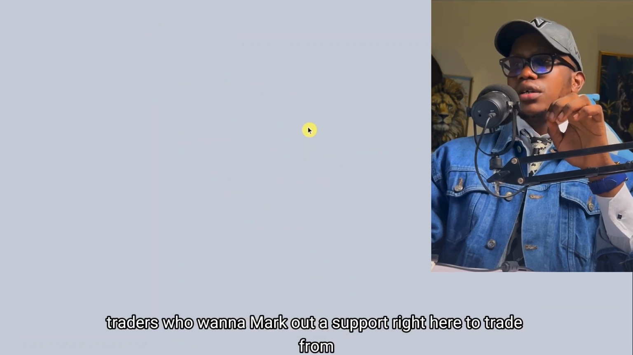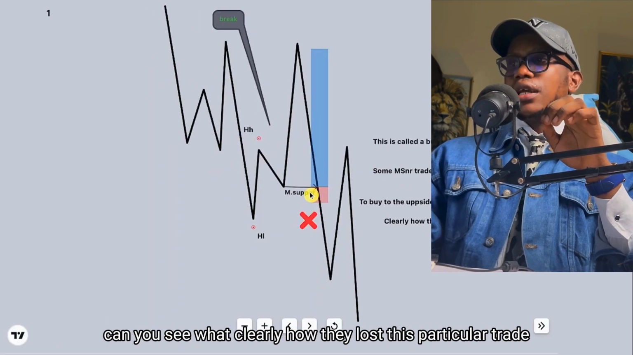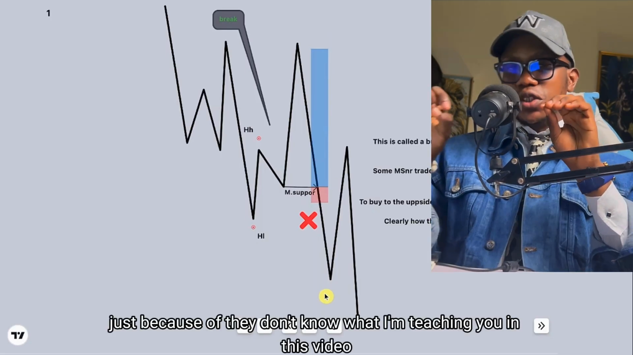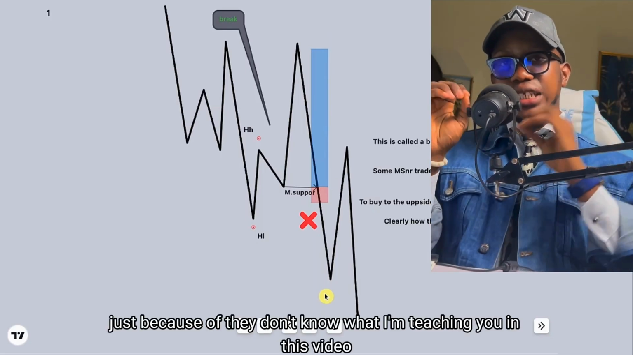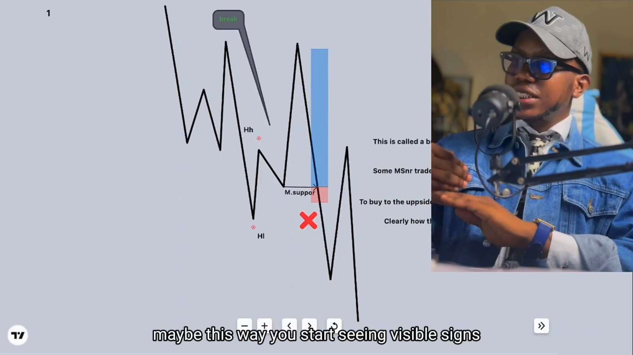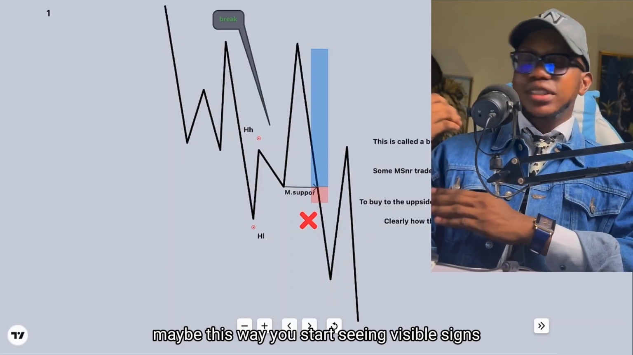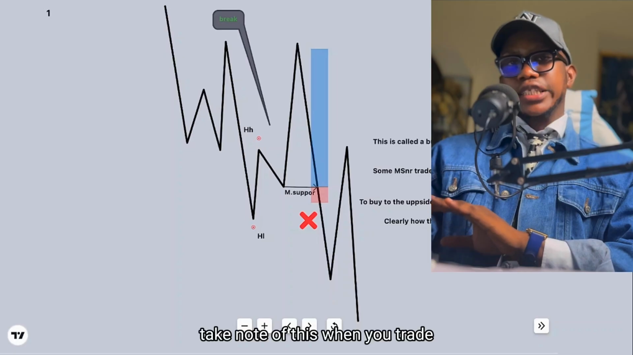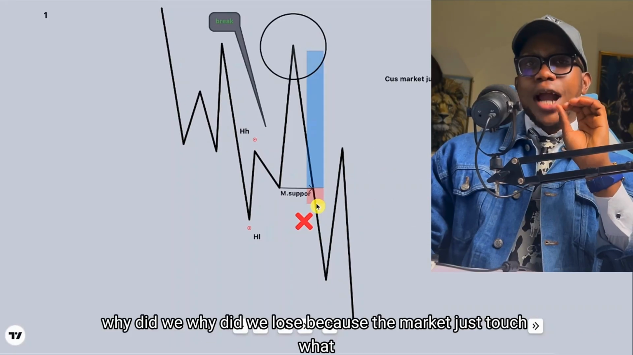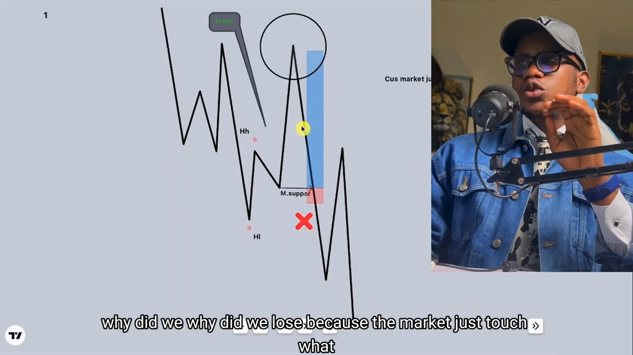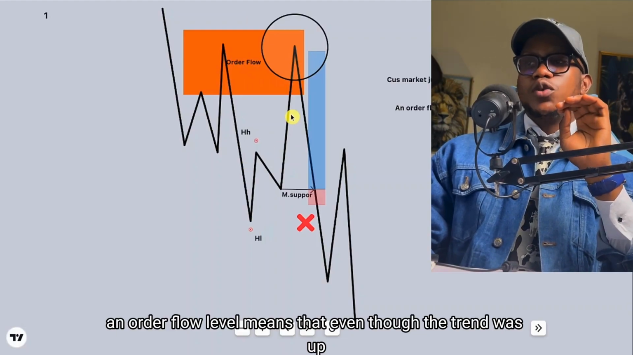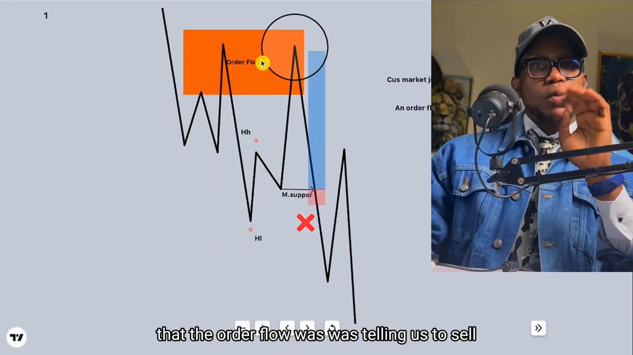Now you see some MSNR traders who want to mark out a support right here to trade from. Can you see clearly how they lost this particular trade? Just because they don't know what I'm teaching you in this video. Believe me, you start seeing visible signs when you realize things like this. Take note of this when you trade. Why did we lose? Because the market just touched an order flow level. It means that even though the trend was up, the order flow was telling us to sell.